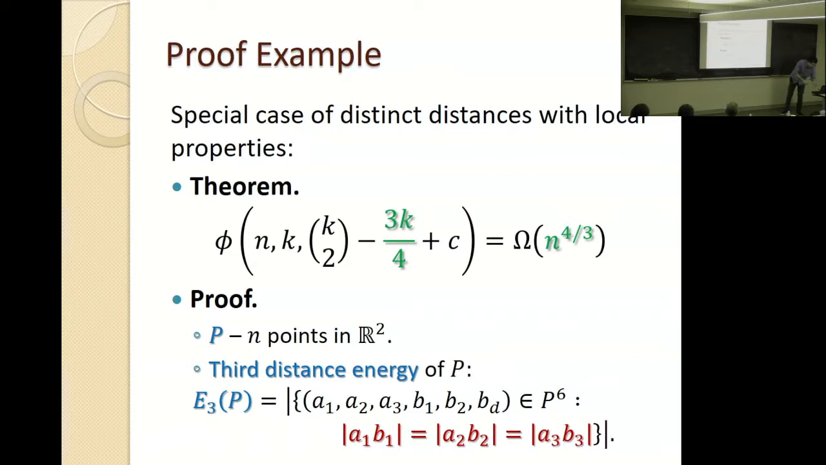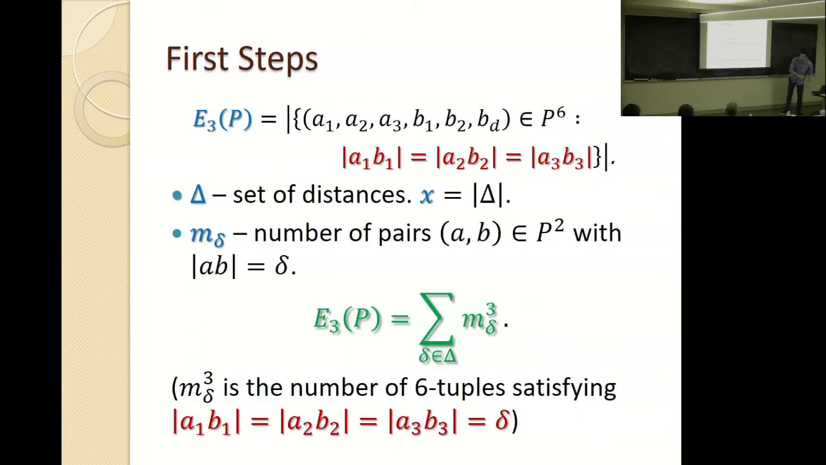What are we doing with this? Let's define some more things. Let's give a name to the set of distances. Delta is the set of distinct distances, and we care about the size of this set, so let's call the size of this set x. If you forget some notation later, tell me, I'll write it again. And the last thing we need is, for a specific distance delta, what is the number of representations it has? How many pairs of points span distance delta? Just how popular this distance is.